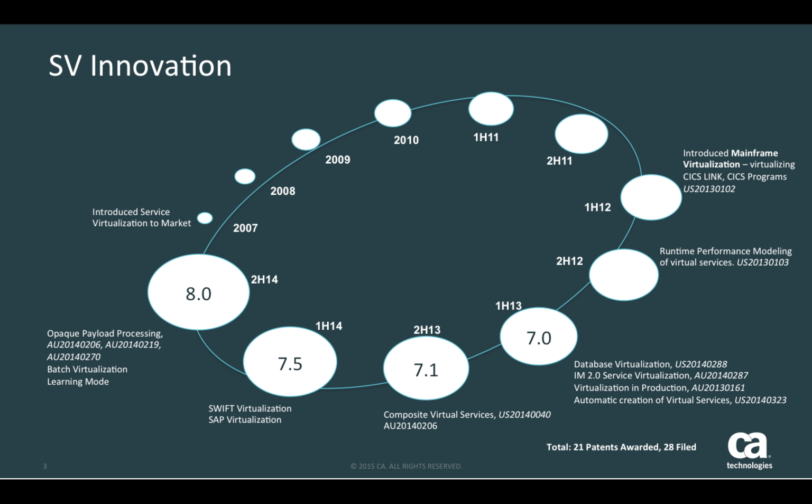So just to point out, in 8.0 we have 4 new patents. As a matter of fact, 21 overall patents awarded and 28 filed. And on opaque data processing, which here is identified as opaque payload processing, we've actually identified 3 additional patents to file, and you'll see those enhancements come into the product in the future.